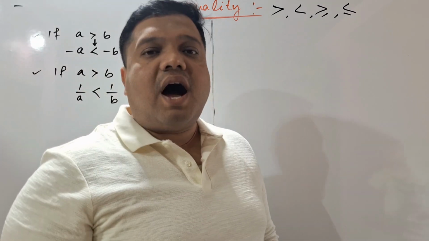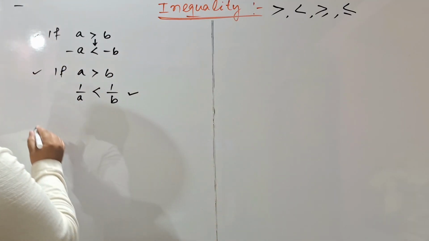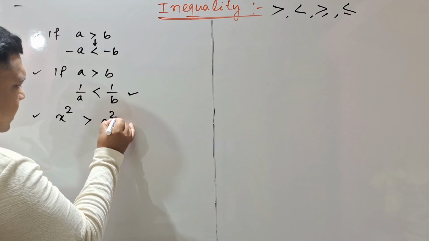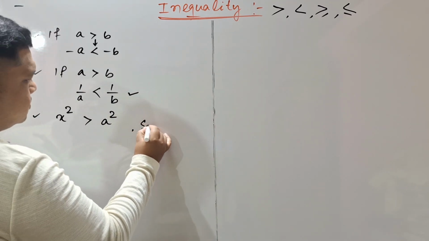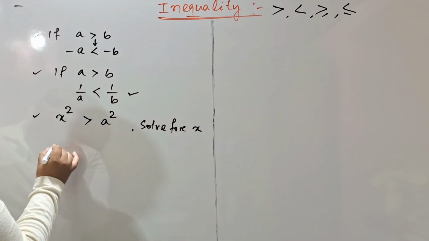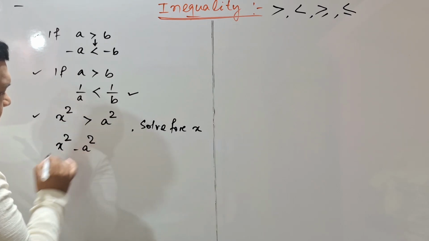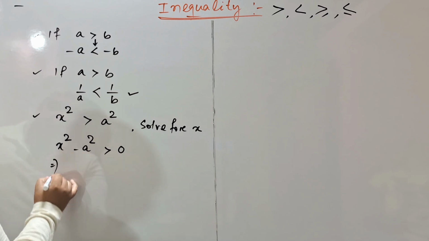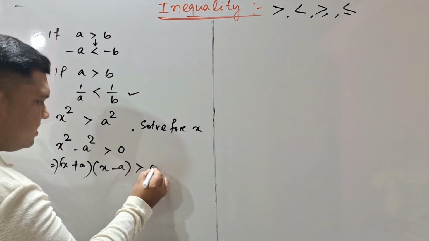Now the question is, sir, how do we handle an inequality question or example? The first example I will consider: let's say x square is greater than a square, where a is any constant. Solve for x. Sir, how to handle this one? So look here, I take this a square to the left hand side. So x square minus a square is greater than 0. Now this is a square minus b square. You can write this as x plus a into x minus a, greater than 0.